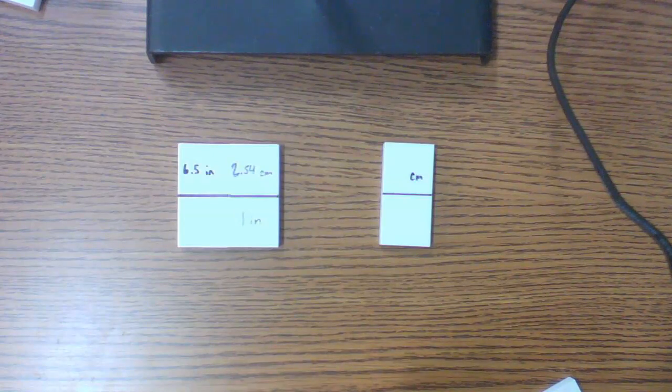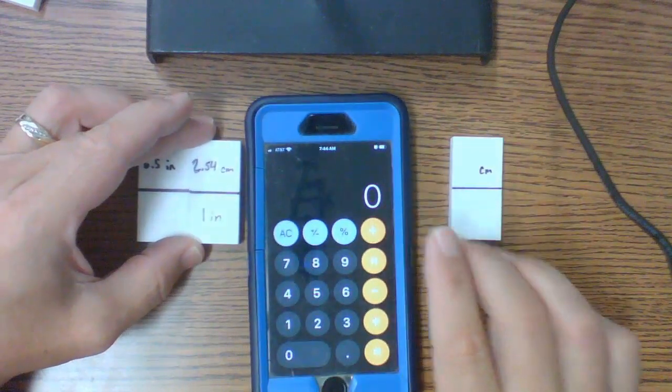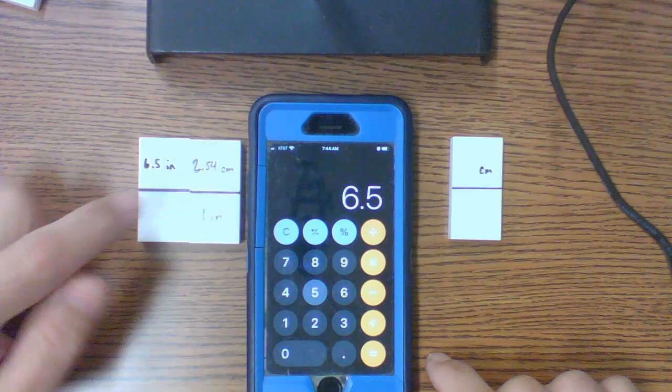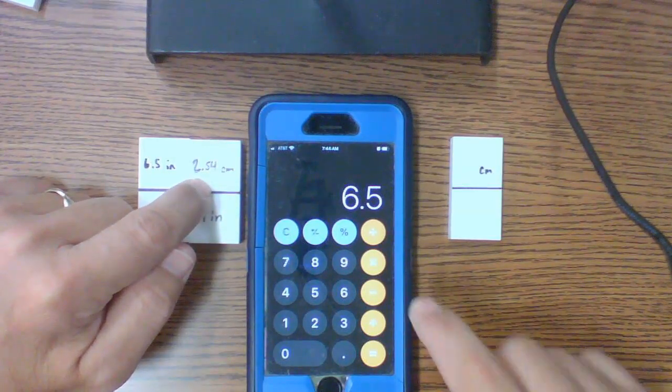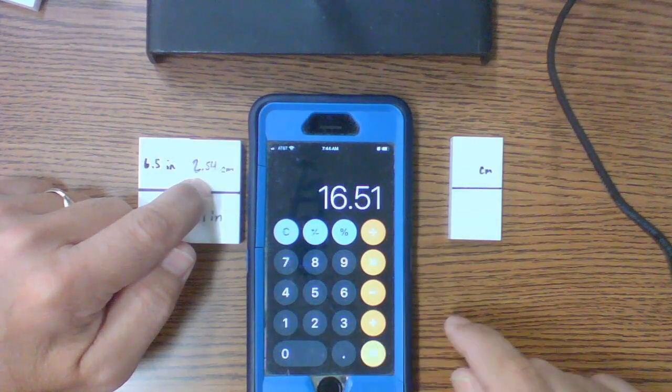So let me just get my calculator out here. Okay. Now the way we've got this set up, you can see that we've got our 6.5, so I'm going to do 6.5, and because the 2.54 is on the top, I'm going to do times 2.54, and I hit enter.